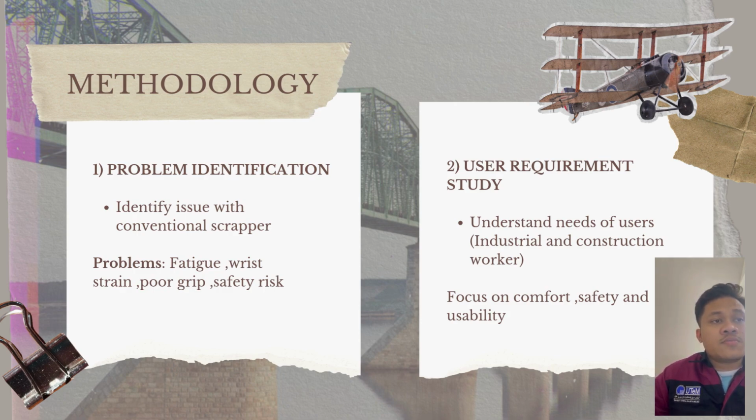The problem is that manual surface preparation in industrial painting remains a high-risk activity due to the reliance on conventional linear handle scrapers. While current professional models like the Tajima L type offer improved material, the fundamental design fails to address 3 critical ergonomic hazards. The problems are fatigue, restraint, poor grip and safety risk.